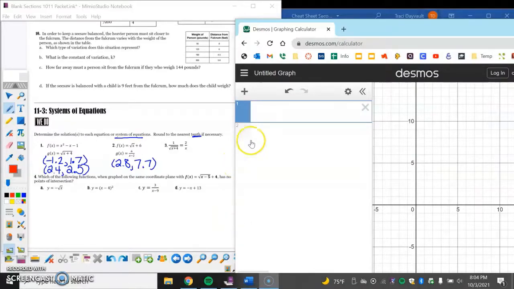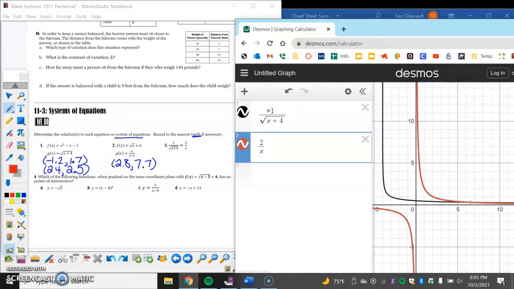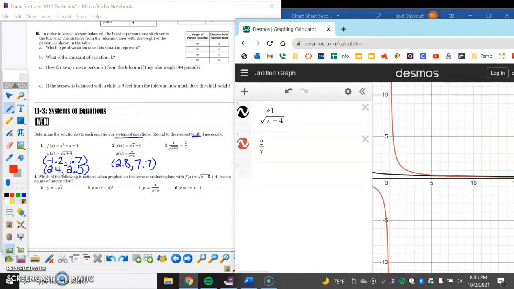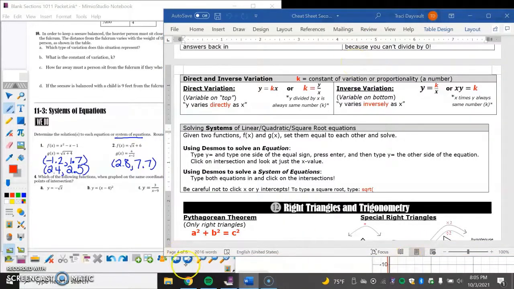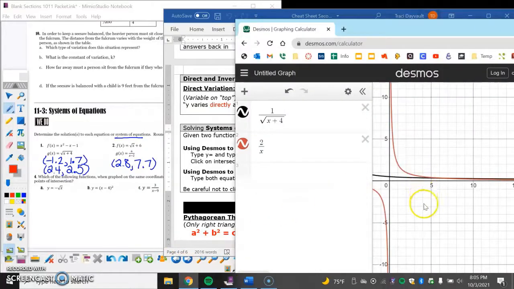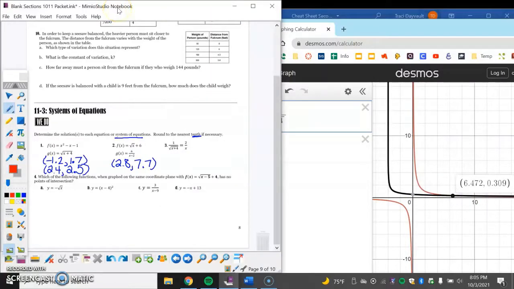So I could put 1 over square root, remember I type SQRT, and then I want to find where that intersects with 2 over x. You've got to be careful to not click on the x or y intercept so that you can clearly tell where the intersection is. Okay, the intersection comes up right here, and that is about 6.5.